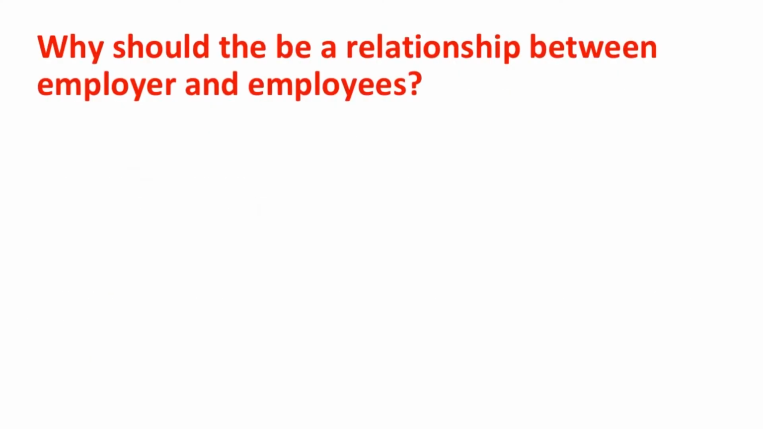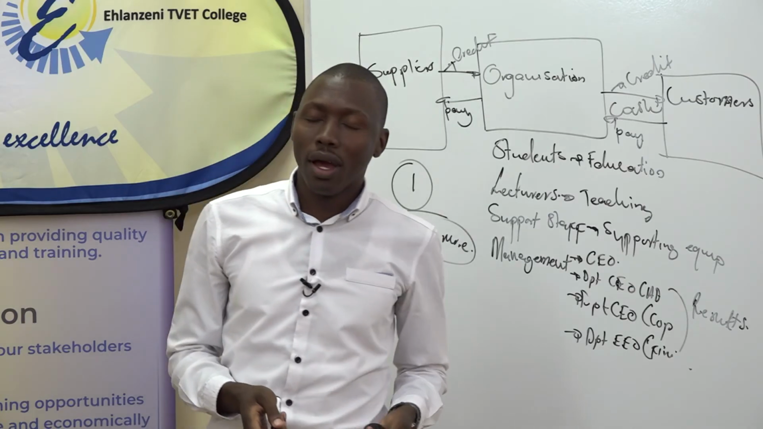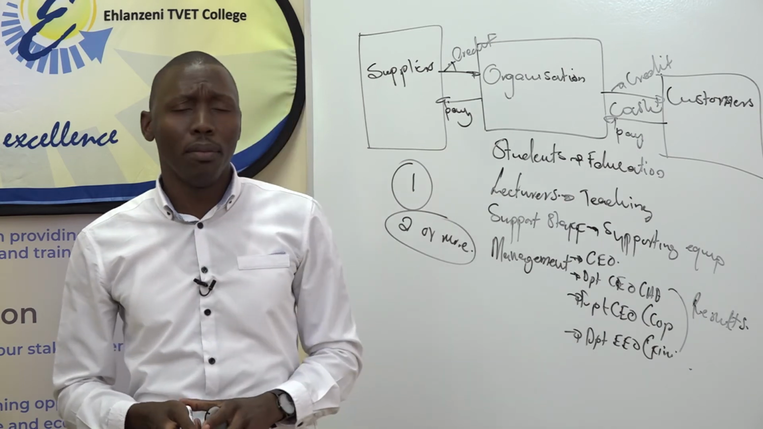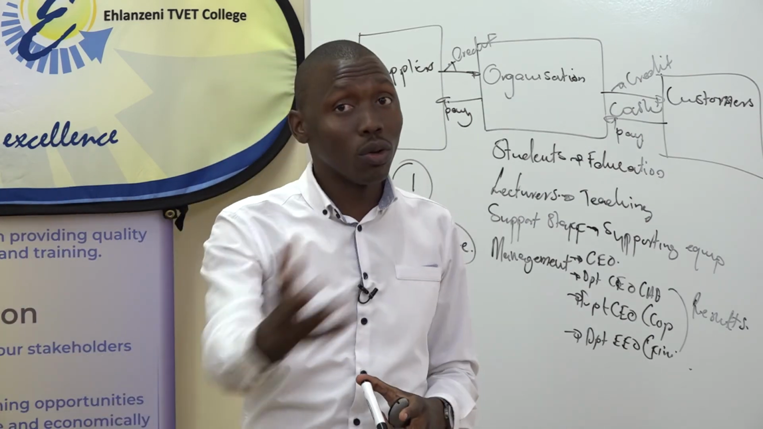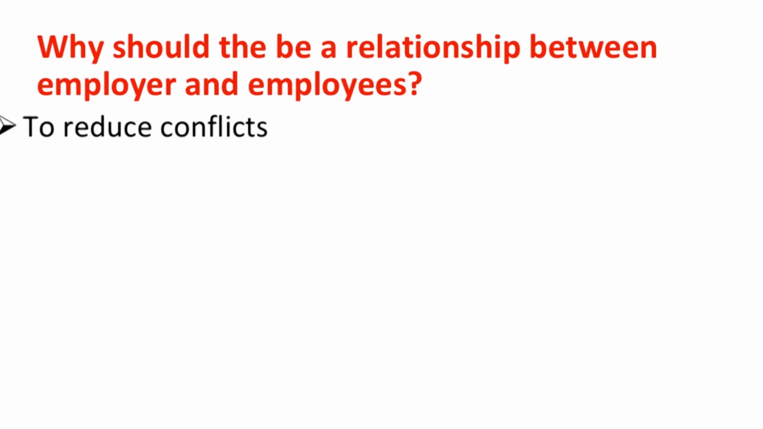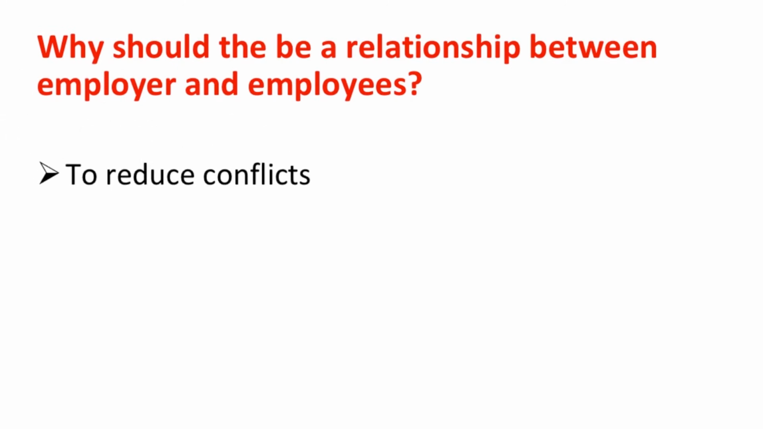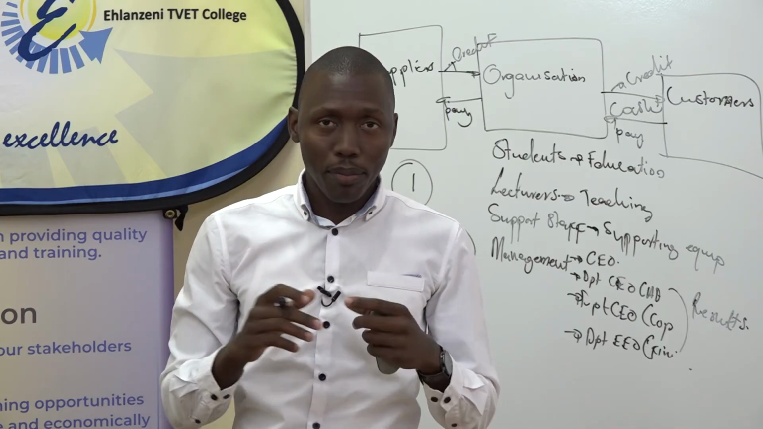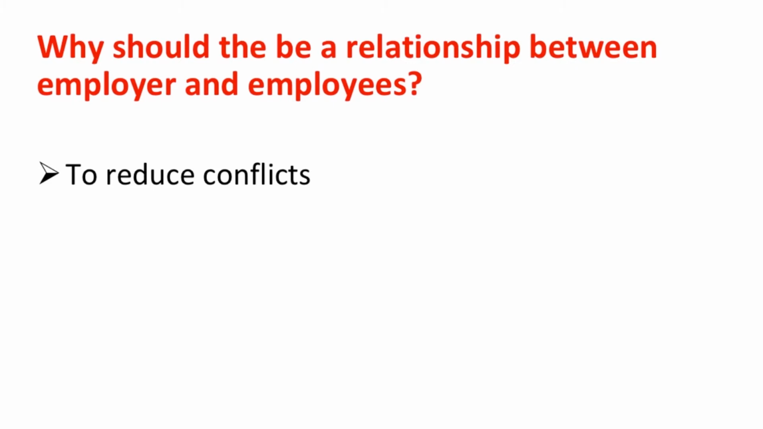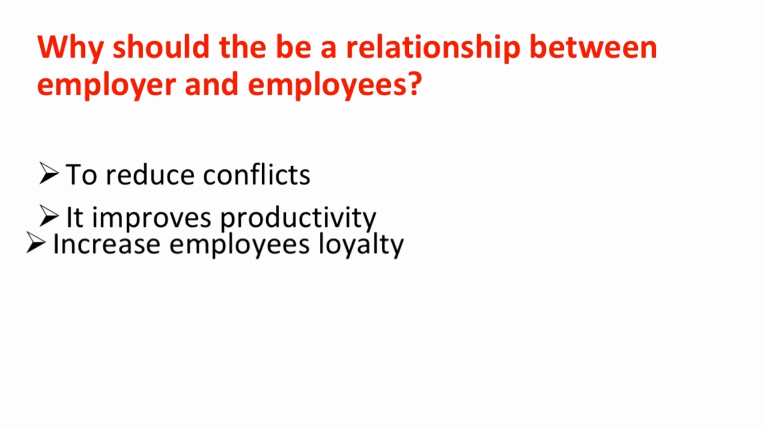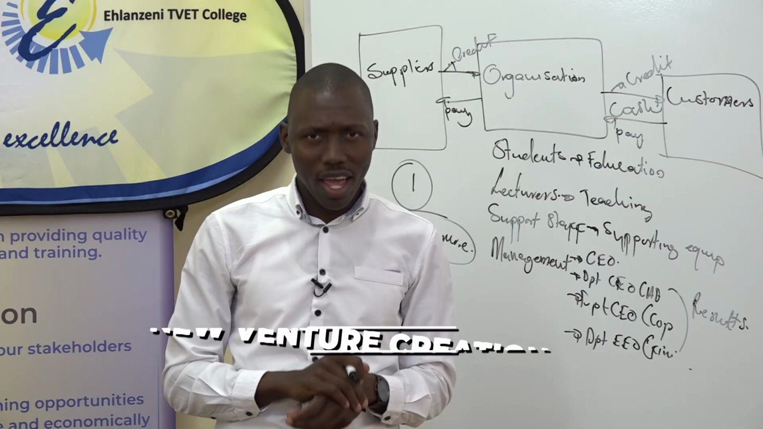Why should there be a relationship between employer and the employee? Remember, we spoke about the employer. It is the person who employs the employee. The employee, it is the person who carries out the task or the core business of the college. The first reason why we build a strong relationship between employees and employers is because we want to reduce conflict. The second reason is to improve productivity. The third reason, to increase employees' loyalty.